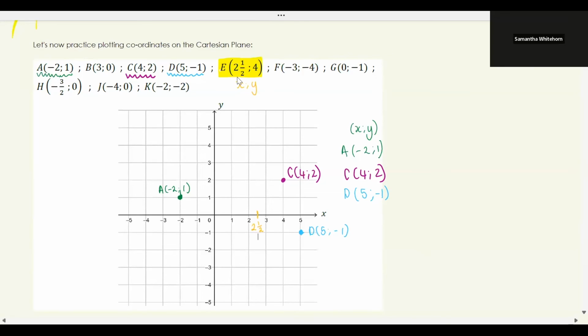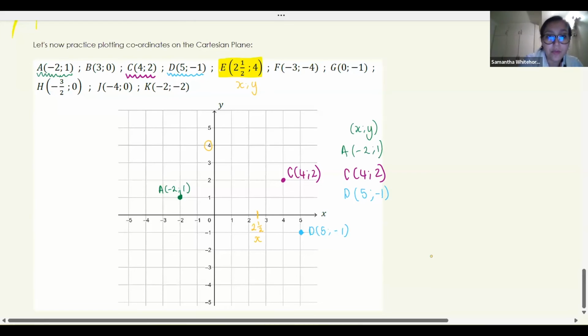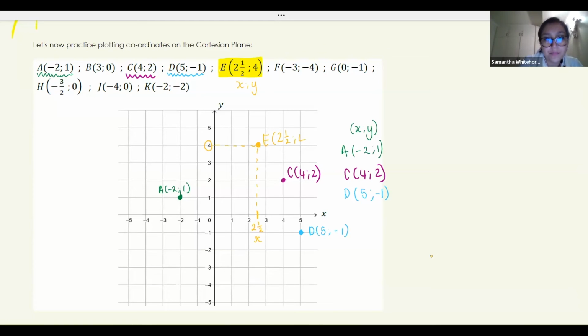But from what we got so far, 2.5 is exactly halfway between 2 and 3. So this is a bit of a harder coordinate to plot, because it's not on one of those grid lines. It's halfway between, but that doesn't matter. We now know where X is. We know that Y is at 4. So we go up. Remember, exactly halfway. We go along 4, and where they meet, we're getting the coordinate E, 2.5, 4.